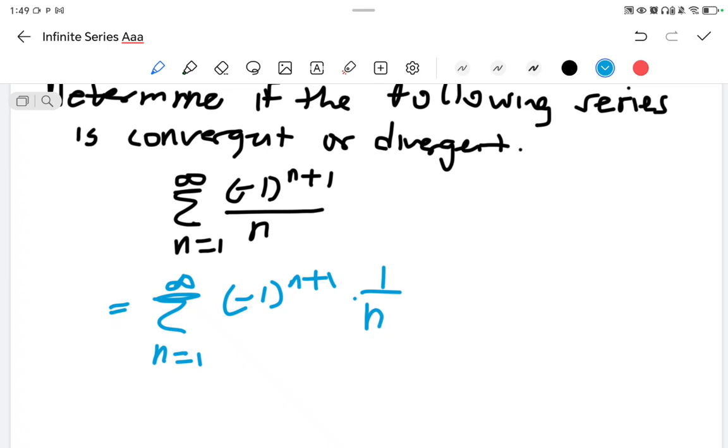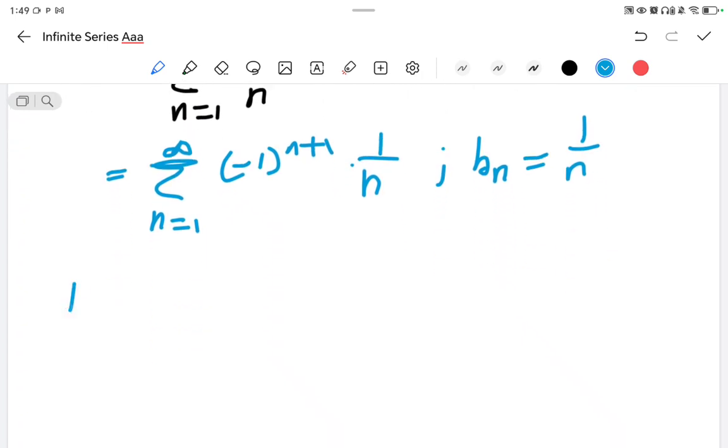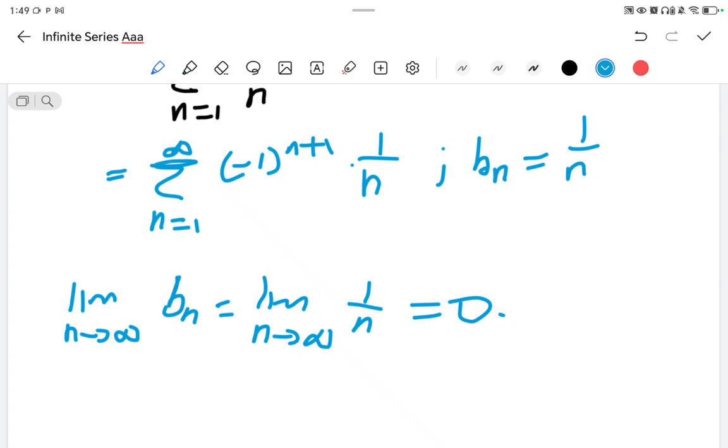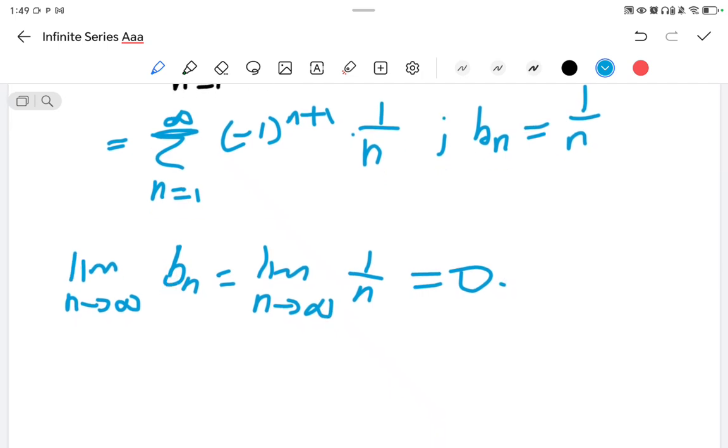You see that we can write it in this format, which in this case would mean that our bn will be equal to 1 over n. Then first, we check the limit as n approaches infinity of 1 over n, or of bn, which is equal to the limit as n approaches infinity of 1 over n, which will be equal to 0, right? And then secondly, we check whether this is a decreasing sequence or not.